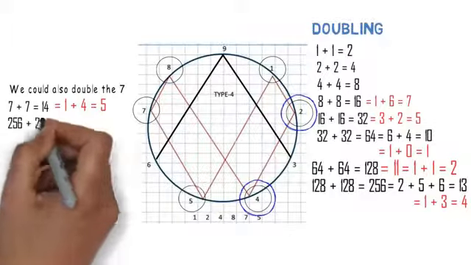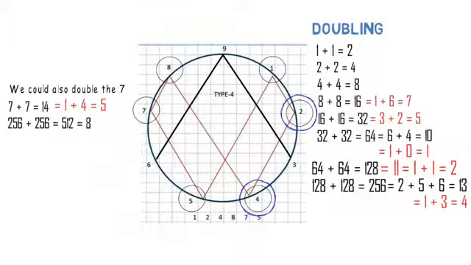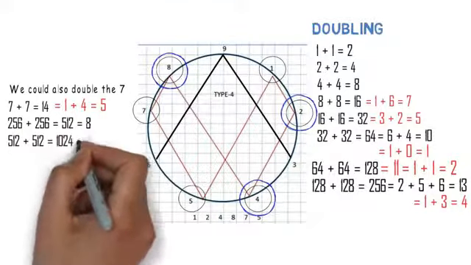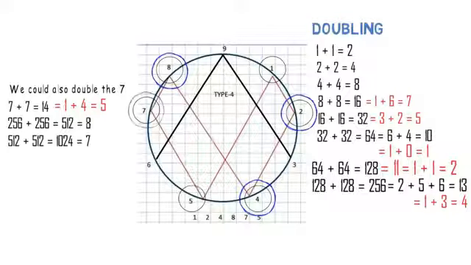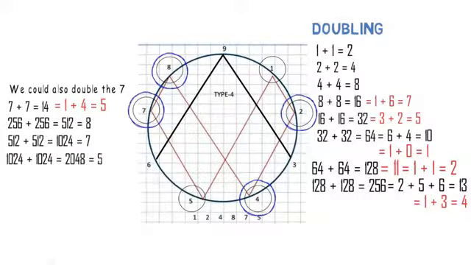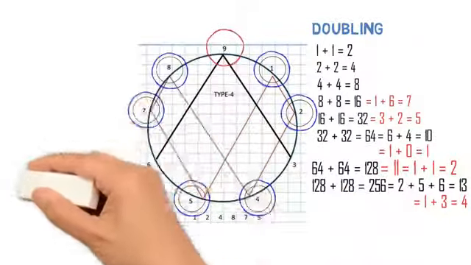By continuing, 256 doubled is 512, again reducing back to 8. 512 doubled is 1024, which reduces back to 7. 1024 doubled is 2048, which reduces back to 5. No matter how many times you go around, there's no possible way to break this infinite sequence. It always goes back to the start, with no ending. All the numbers are equally important, but the 9 is really the king or the queen of the system. It is the control of everything else.